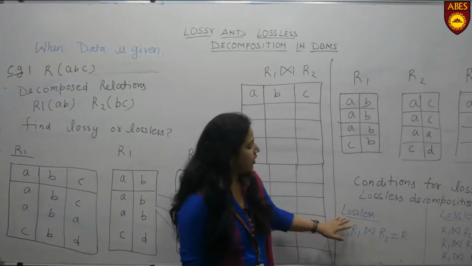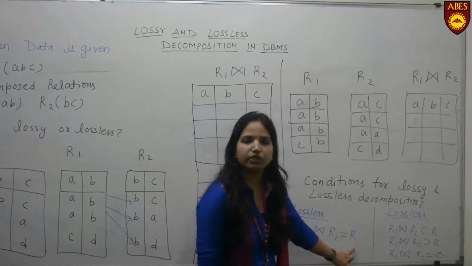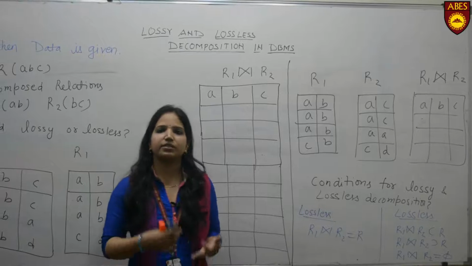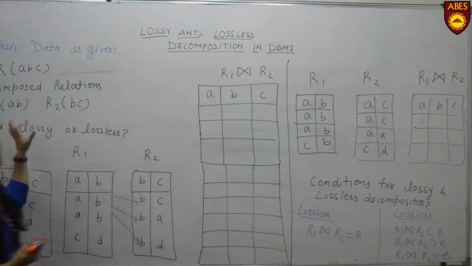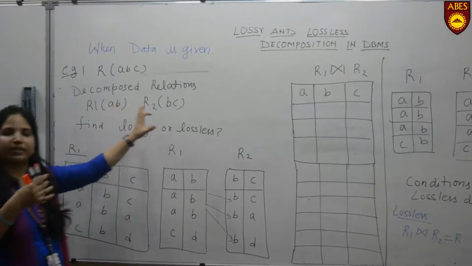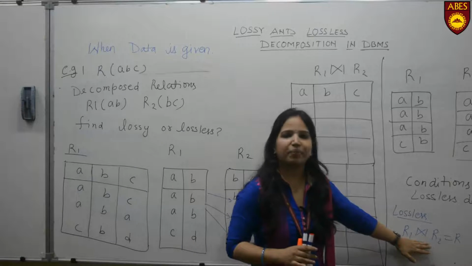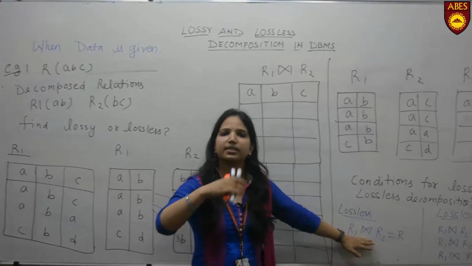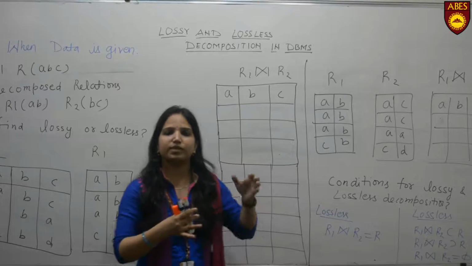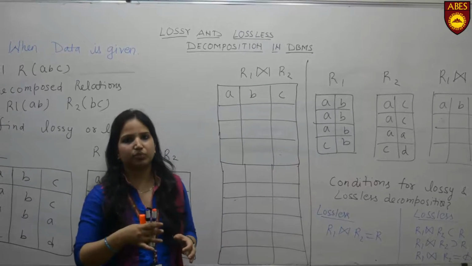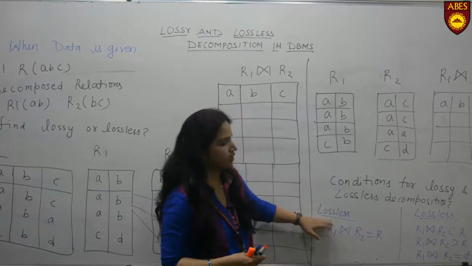The first condition for lossless decomposition is when we take R1 natural join R2, it should be equal to R. In deciding whether the decomposition is lossy or lossless, we always take the natural join of the relations that are split into 2 or more relations. Why do we take natural join? Because natural join does not depend on a comparison operator. We can combine the split relations on the basis of a common attribute, and it is also very easy to calculate. So this is the condition for finding lossless decomposition.